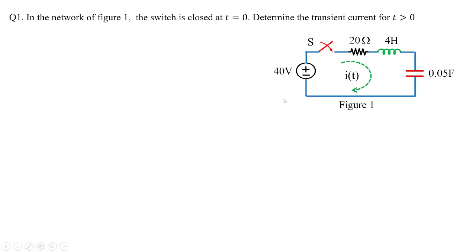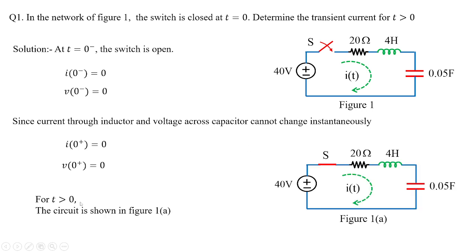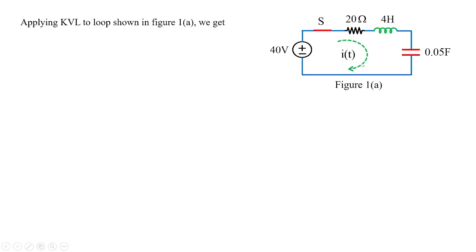When you take an example so that you can understand the concept in a much better way, like 40 volts DC is selected for 20 ohms, 4 henries and 0.05 farads. So when you take the conditions of initial current and voltage, you are going to get the values of current and voltage across the passive elements as zeros. And for t greater than 0, the circuit closes and we apply the KVL. We frame the standard equation 1.